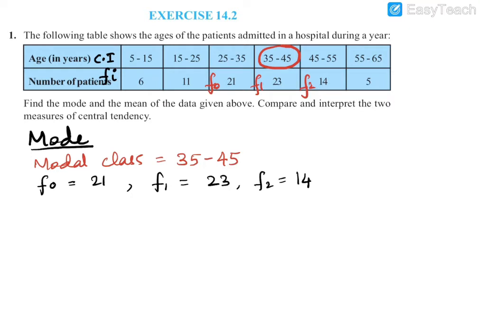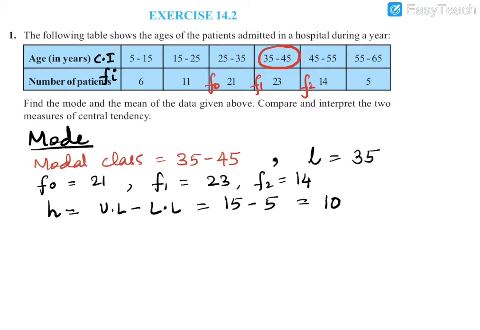Now we have to find the class size, which is h, which is the upper limit minus the lower limit of any class interval. So 15 minus 5 is 10. The lower limit of the modal class is denoted by L, which is given by 35. So now we have all the data to fill in the formula.